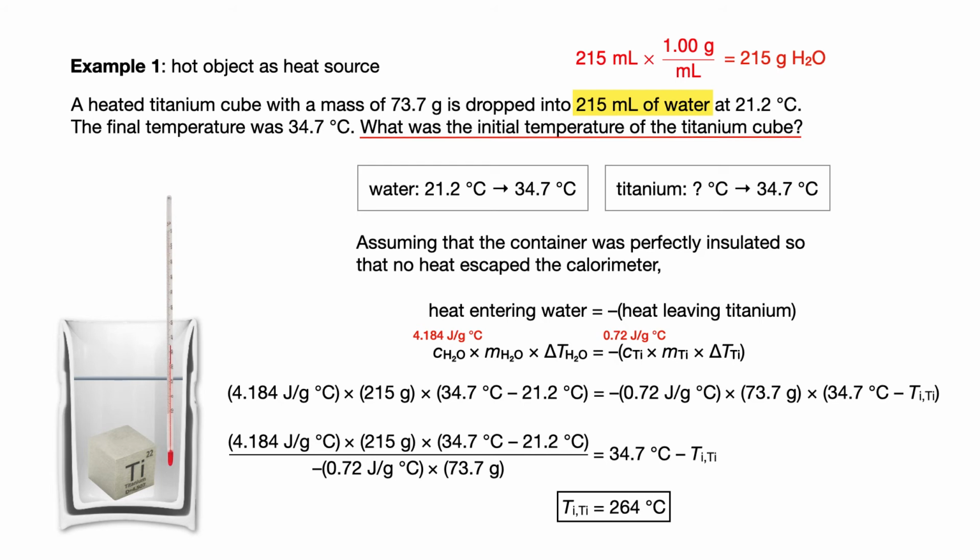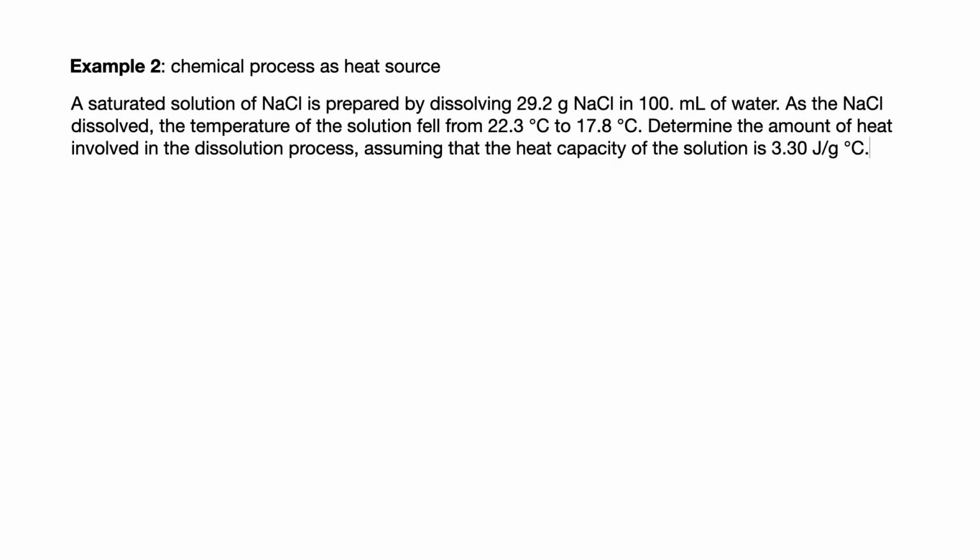The second example that I want to look at is a chemical process as a heat source. So using a chemical reaction to generate heat in a calorimeter. A chemical process, not really a reaction in this case. We're talking about dissolving sodium chloride in water. So a saturated solution of sodium chloride is prepared by dissolving 29.2 grams of NaCl in 100 milliliters of water.